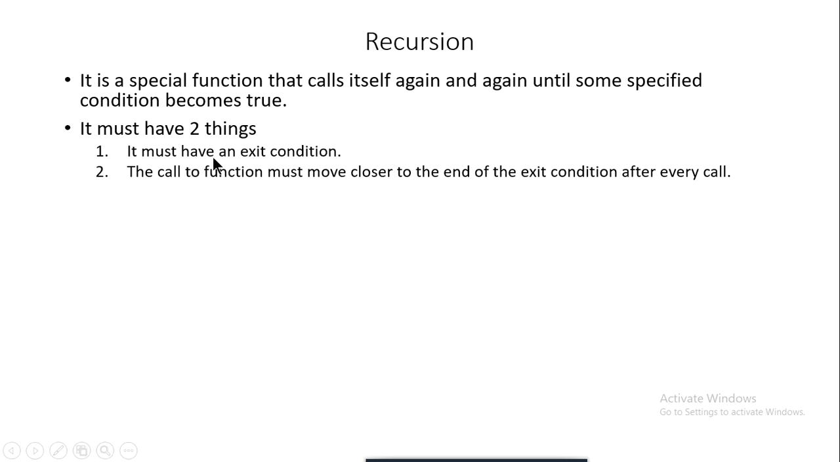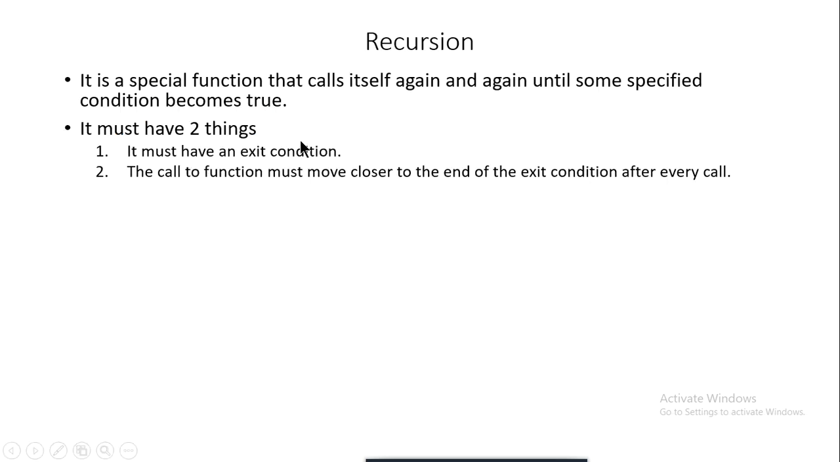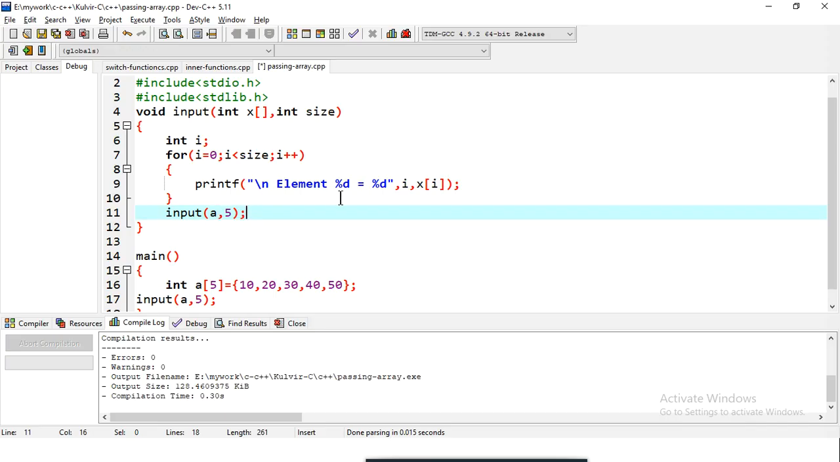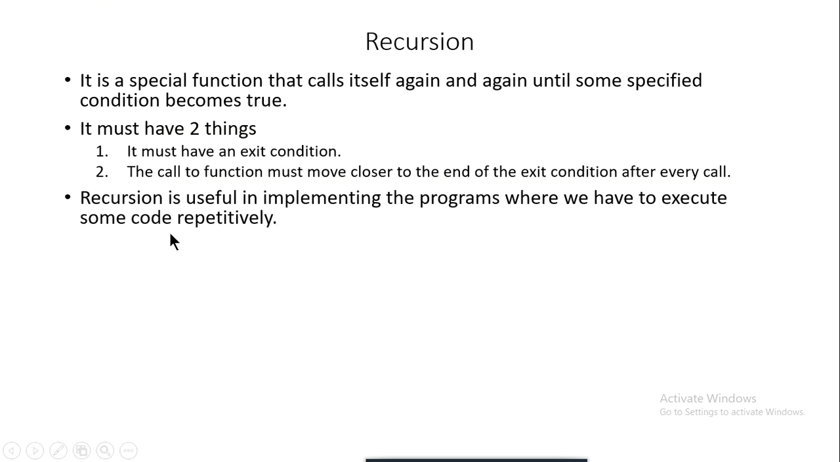Whenever you implement recursion, you must consider two things. First of all, you must have an exit condition. If I do this, it will put my program in an infinite loop. There is no way that I can come out of this function. So make sure that you have an exit condition, as well as that every call brings you closer to this condition so that you can come out of this function. So you must have two conditions there.